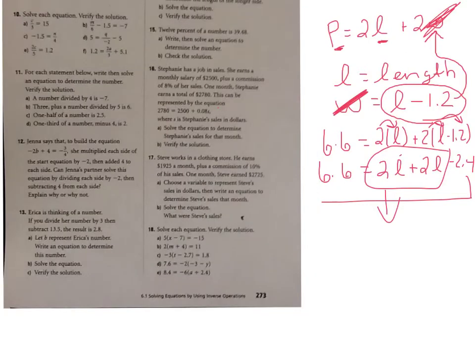We'll try one more. We'll do number 17. Steve works in a clothing store. He earns $19.25 a month, plus he earns 10% commission on his sales. One month he earned $27.25, and they want to know how much did he make. So he is earning $19.25 per month plus a 10% commission of his earnings.